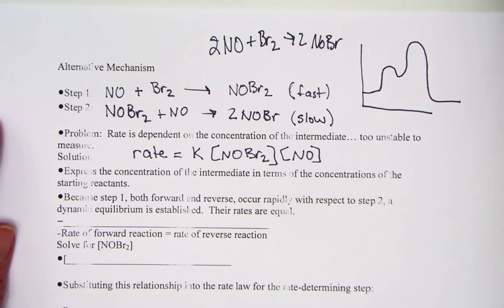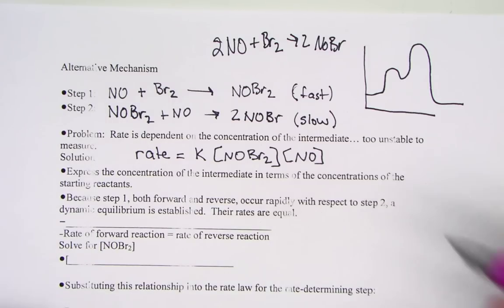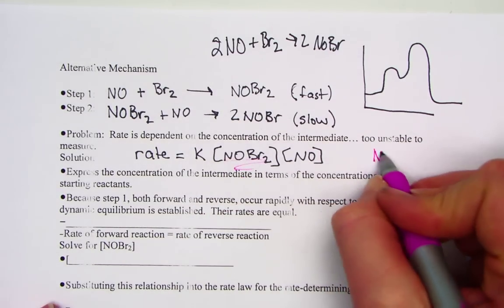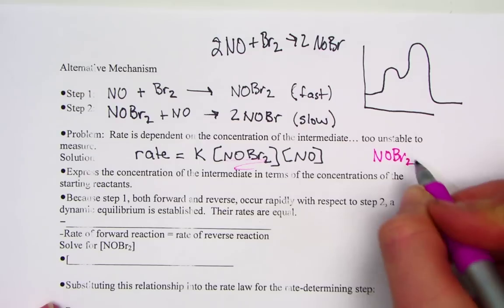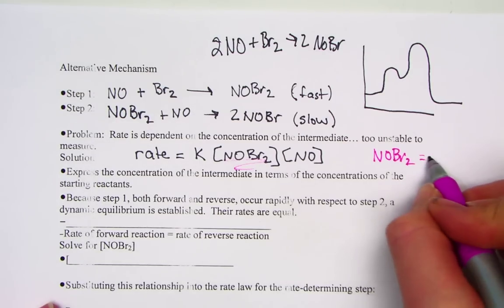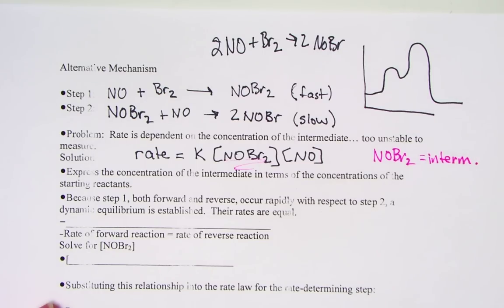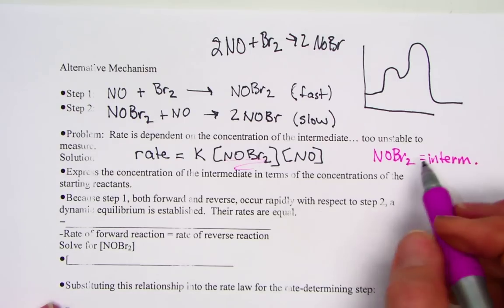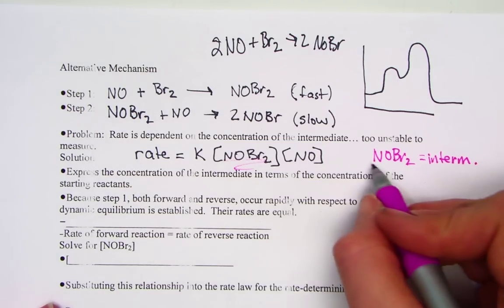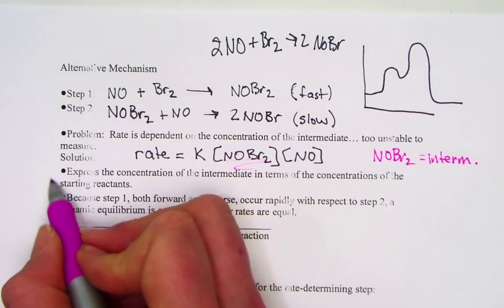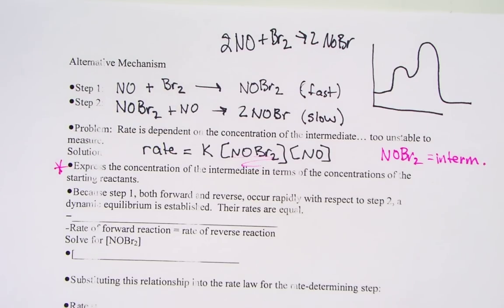The problem is we are not allowed to have an intermediate in our equation. It's too difficult to measure concentrations of intermediates. I mean, as soon as they're made, they get consumed. How are we going to measure the molarity of something like that? So the NOBr2 is an intermediate, and we're not allowed to express rate laws with an intermediate.